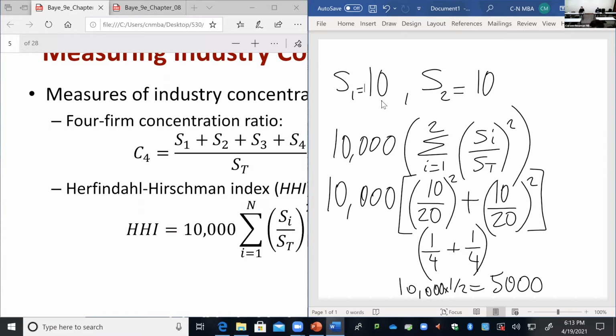Because in that case, you'll not even have the second part. This ratio will be 1. You square it, it's 1. You don't have to add anything else because there's no other firm. So you multiply 10,000 by 1, you get 10,000. So the highest this number can be is 10,000. And from there, the more competition there is, the smaller it gets.